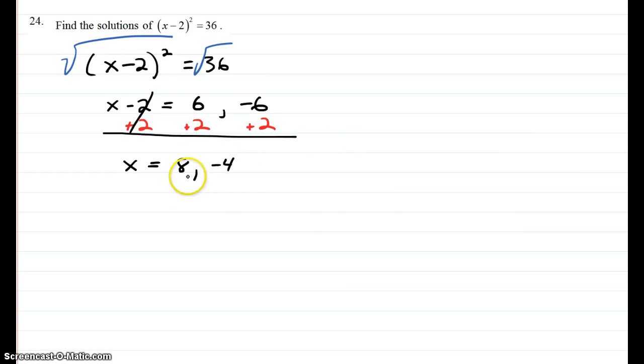So whenever you have a problem with an equal sign and you're solving and you get an answer, take that answer and plug it in and make sure it works. 8 minus 2 is 6. 6 squared is 36. Take the negative 4. Negative 4 minus 2 is negative 6. Negative 6 squared equals 36.